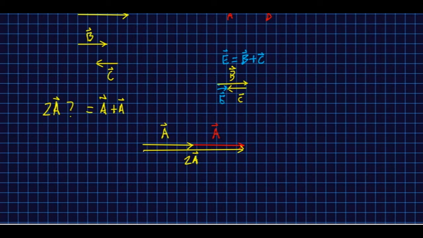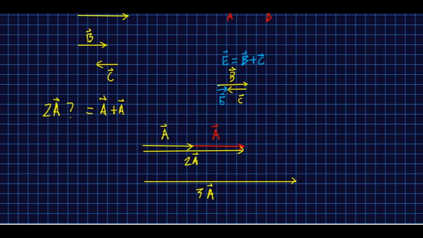So notice that we've just wound up with a vector in the same direction as A and twice as long. So similarly, 3A would just be the same thing. It would be a vector in that direction, but 3 times as long as A. Okay, or 2.5A, and so on.